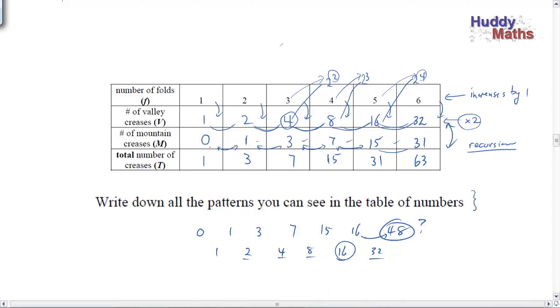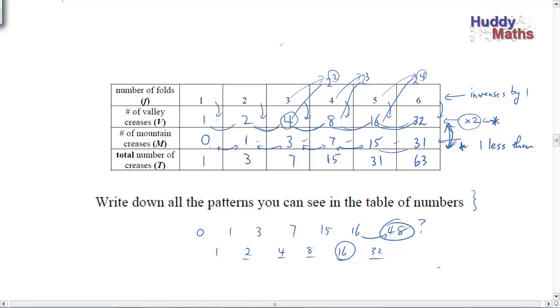Okay, so what about working up and down here? What's the connection between this row and this one, maybe? Can you see it? Okay, so I think it's getting a bit messy around here. I think what's happening is our row here is one less than this one up here. Okay, so M is one less than V. That seems to be the pattern, doesn't it?